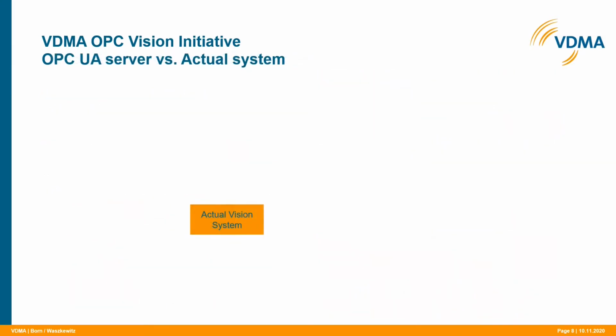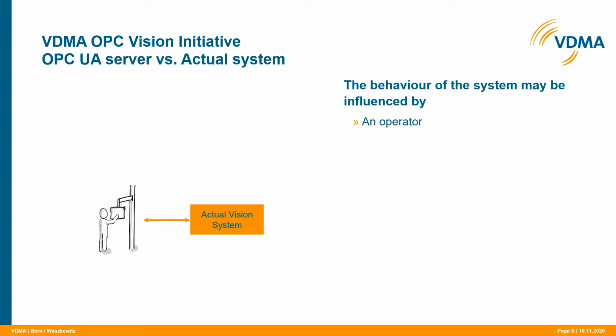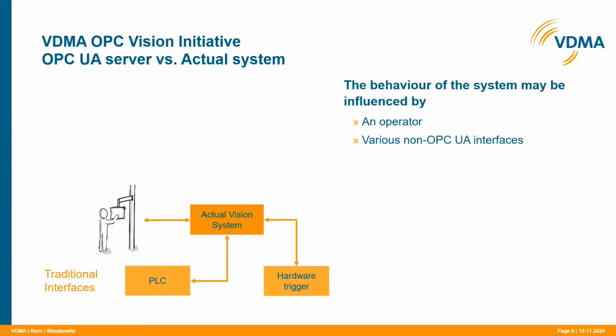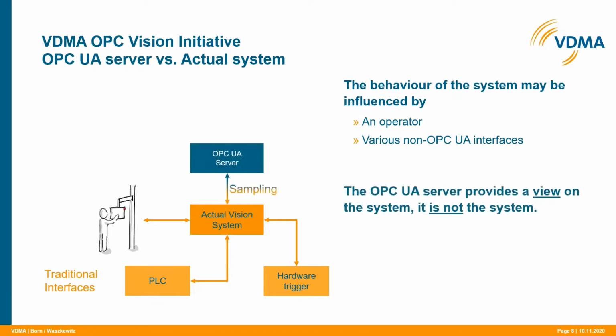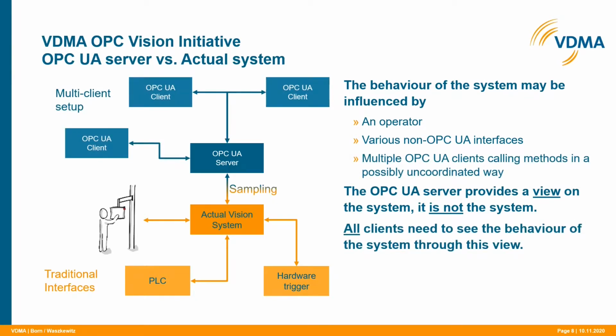As we just said, our starting point is the actual machine vision system as it exists now. The behavior of the system is affected by an operator, as well as various non-OPC UA interfaces, for example traditional field bus interfaces to a PLC or direct hardware triggers to cameras and so on. What is frequently forgotten and was also sometimes difficult to keep in mind during our specification work is that the OPC UA server is not itself the vision system, but provides a somewhat abstracted view on the vision system. All OPC UA clients see the behavior of the vision system only through this view.